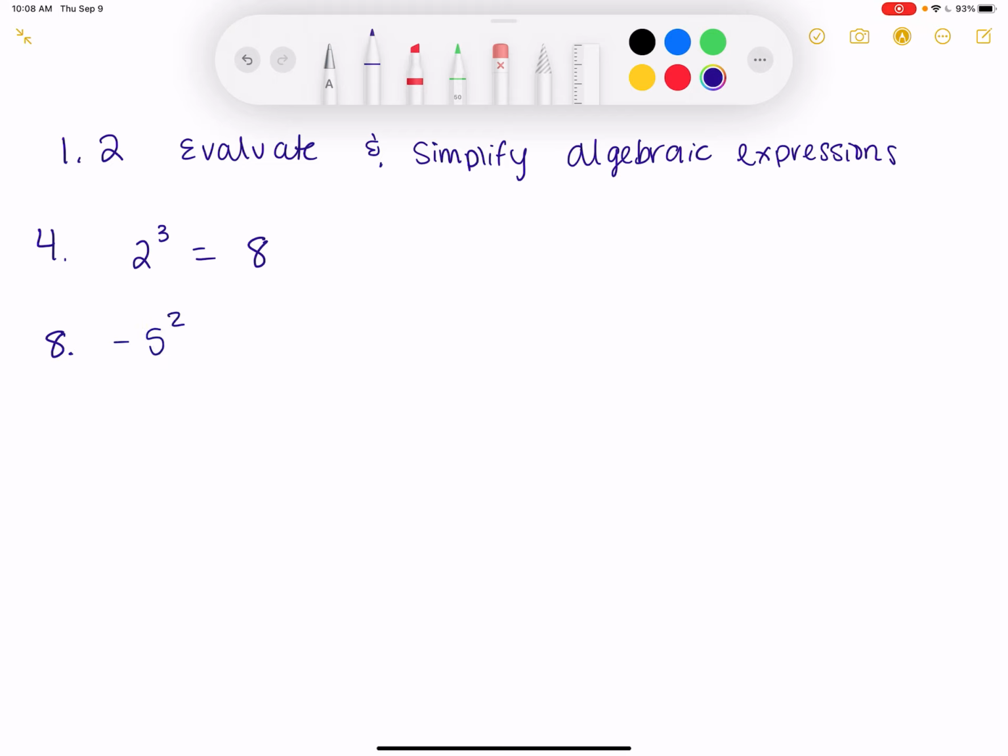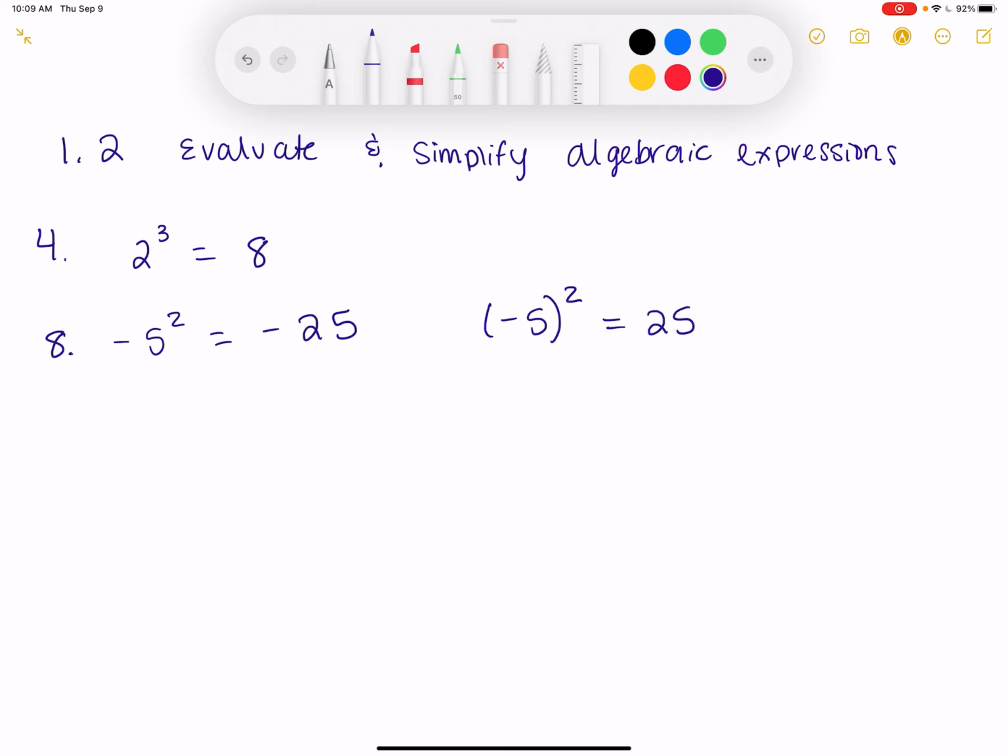Negative 5 squared is equal to what? 25. I was going to say that, but I know it's negative 25. Okay? The difference here is the squared is only touching the 5. If it looks like this, with the negative in parentheses, then the negative is also being squared, and then this would be positive 25.